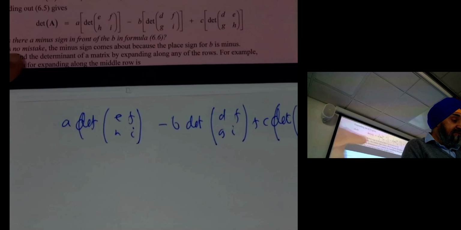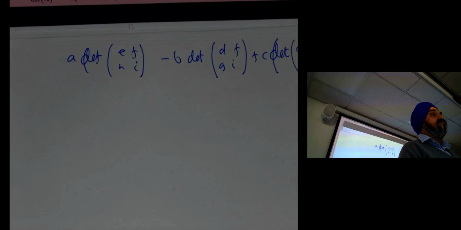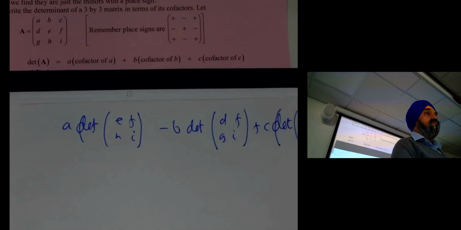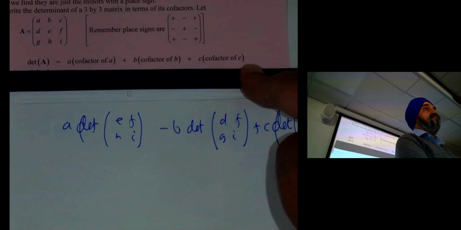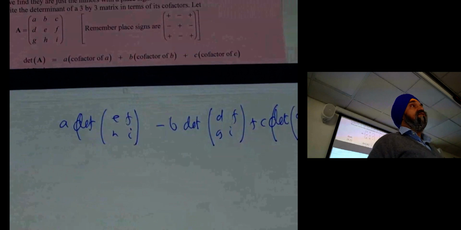So that's expanding along the first row. If you expand along the middle row, what do you think the formula is going to be? Come on, that's the formula for expanding along the first row. What do you think the formula for expanding along the middle row is? What's your prediction? Go on then, Patrick.